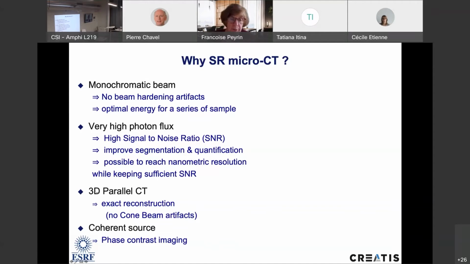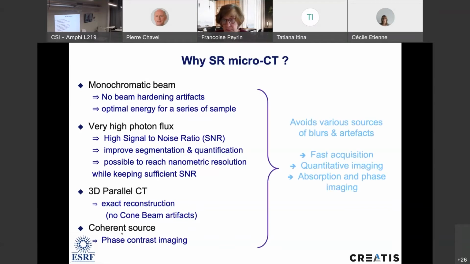In addition, with the design of the system, we have 3D parallel CT, which allows exact reconstruction, which is not the case for cone beam systems. And we will also have the possibility to do phase contrast imaging that we will see later on. So it will avoid various sources of blur and artifacts. It's a fast acquisition. It will allow quantitative imaging and absorption and phase imaging.